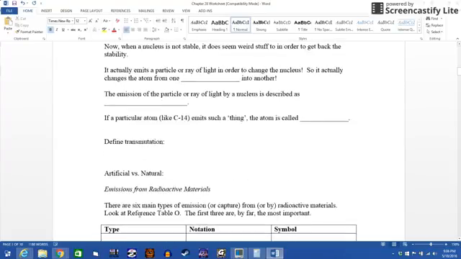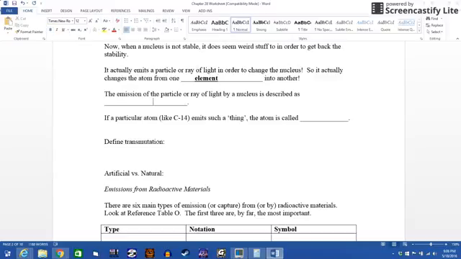We go to page 2 for some vocabulary. Now, when a nucleus is not stable, it does some weird stuff in order to get back to stability. It actually emits a particle or a ray of light in order to change the nucleus. So it actually changes the atom from one blank into another. I know it's a no-no, but it changes it from one element into another.